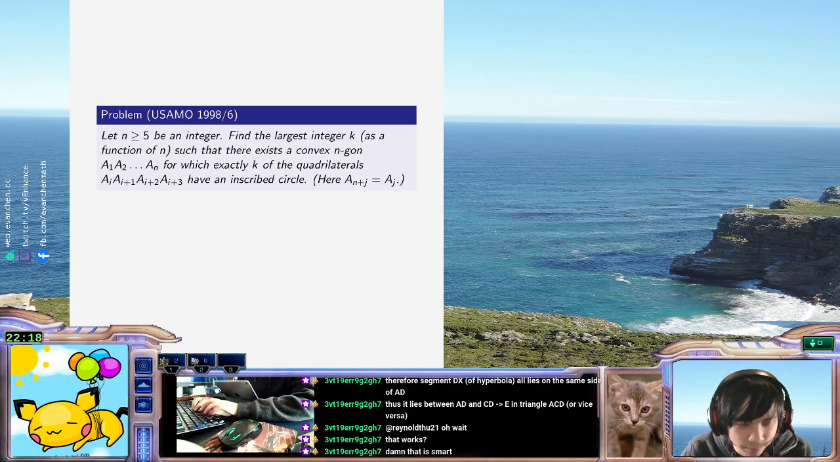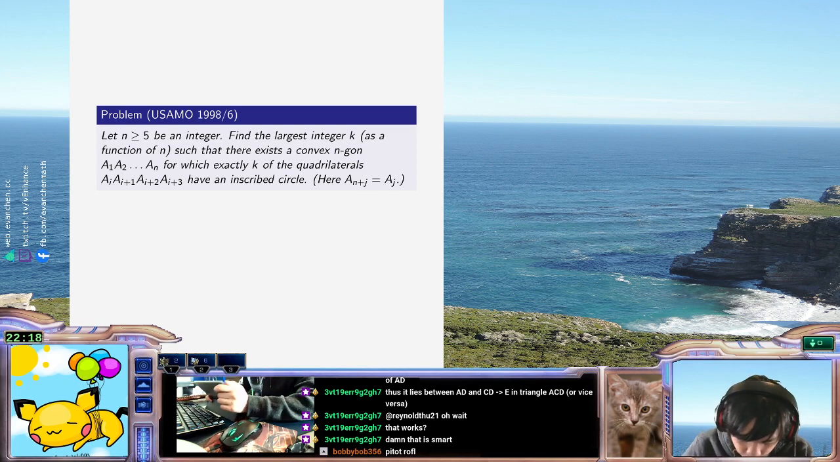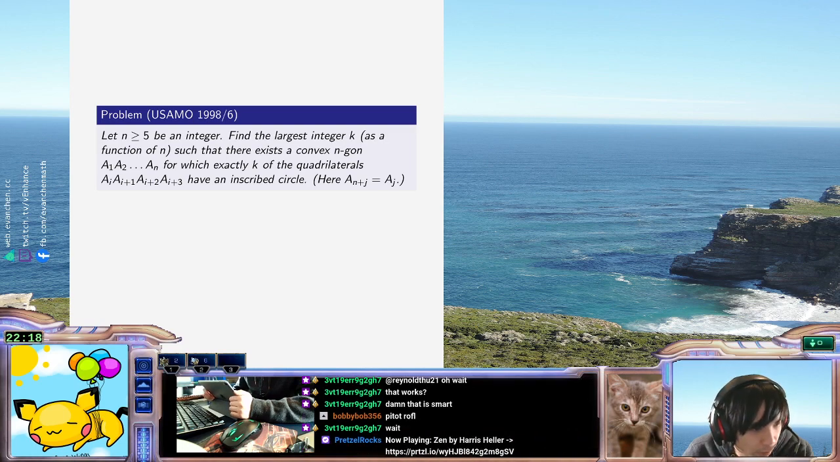So claim: all possible A1, A2, A3, A4, and A2, A3, A4, A5 are circumscribed. Okay, and we've decided that should be true, so there's always a bound of floor n over 2. Now the question is, can I achieve the bound? Can you just do greedy? I feel like you just do greedy at this point.